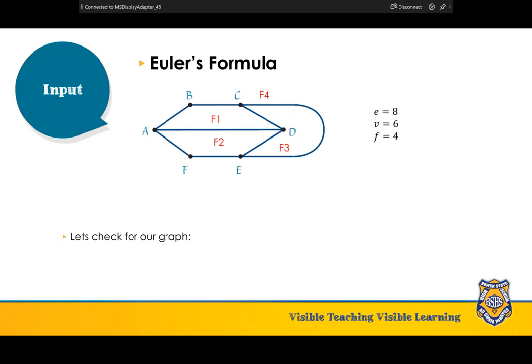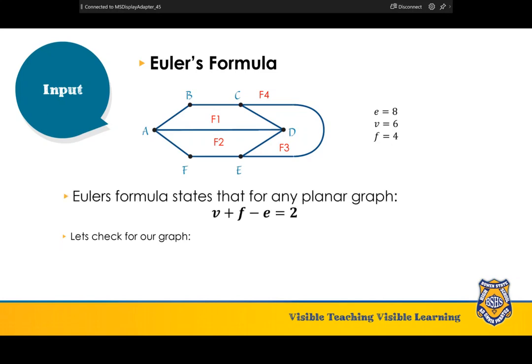I've just redrawn it over here. Euler's formula is that for any planar graph ever, the number of vertices plus the number of faces minus the number of edges will always equal 2. Every single time ever. So let's check to make sure Euler's not full of it. For our graph, E is 8, V is 6, F is 4. So that's our formula there. V plus F minus E is 2. 6 plus 4 minus 8 is 2. 6 plus 4 is 10, minus 8, 2. Checks out. Fascinating stuff, isn't it?